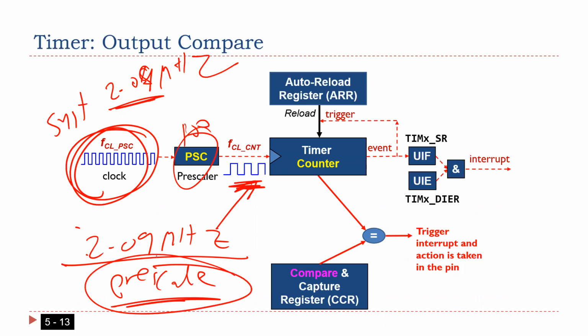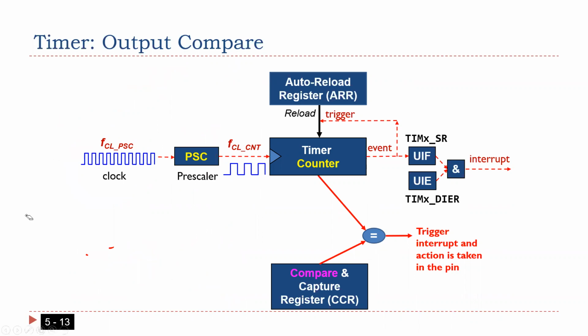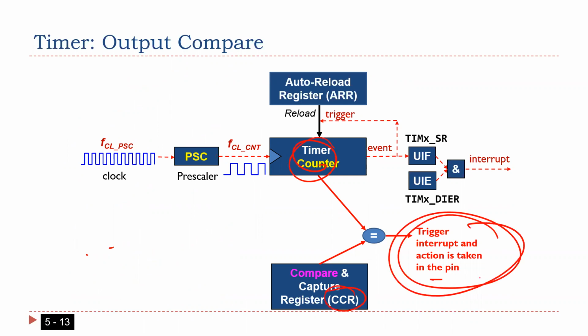You can select it, just a register, and then this will be the clock of the counter. This is one thing, and also as you see here, guys, we are going to compare this count to CCR. Every time it is equal, two things should happen. Action should be taken on the pin, and also you trigger an interrupt. Is that okay? One more thing, to complete the picture.